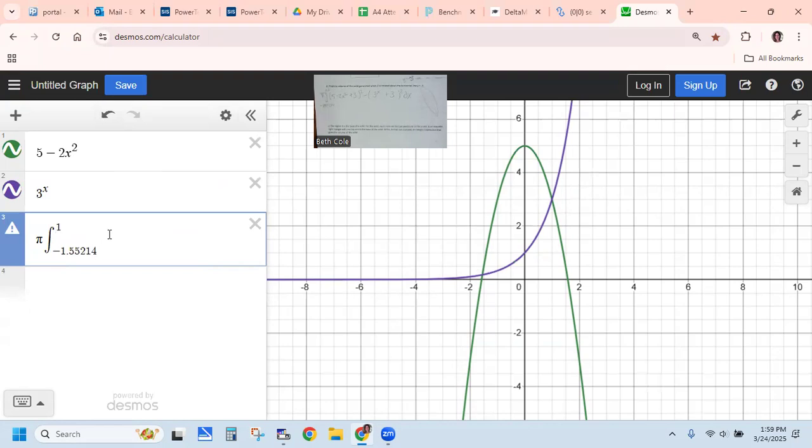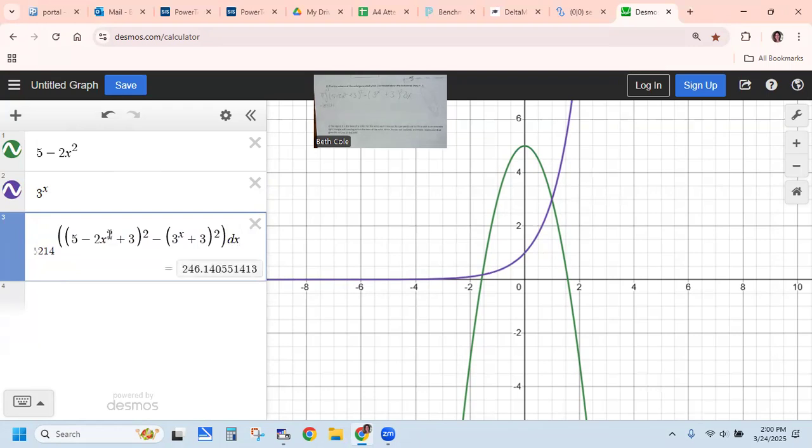-1.55214 to 1, parenthesis (5 minus 2x) squared, minus parenthesis (3 to the x plus 3) squared, close parenthesis, dx. 46.140. I do like to truncate. The only time you can't is on Delta Math because they round and it'll mark it wrong if not.